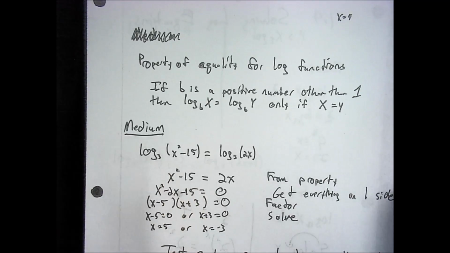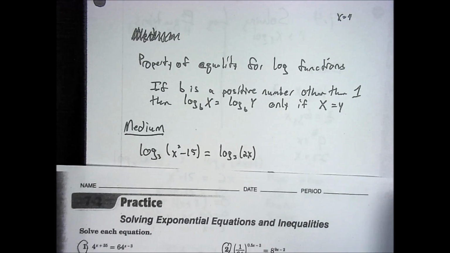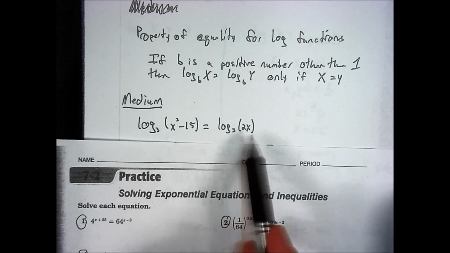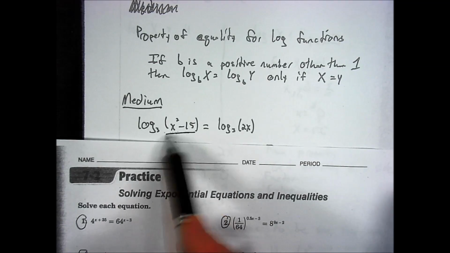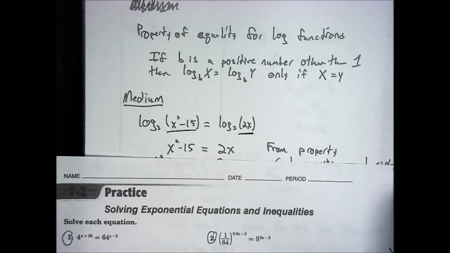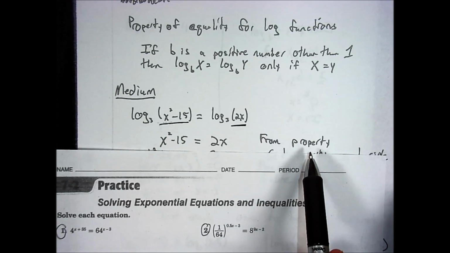Alright, so here we have log base 3 of x squared minus 15 equals log base 3 of 2x. So the only way this is true is if this part equals this part. So x squared minus 15 equals 2x. We got that from our property that we just had.